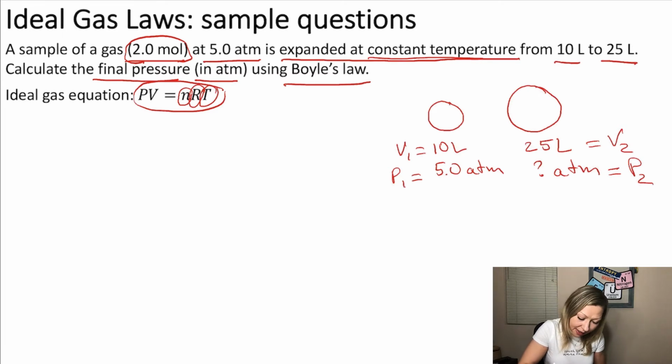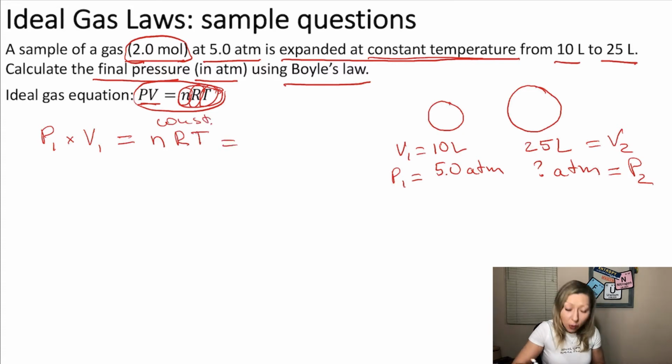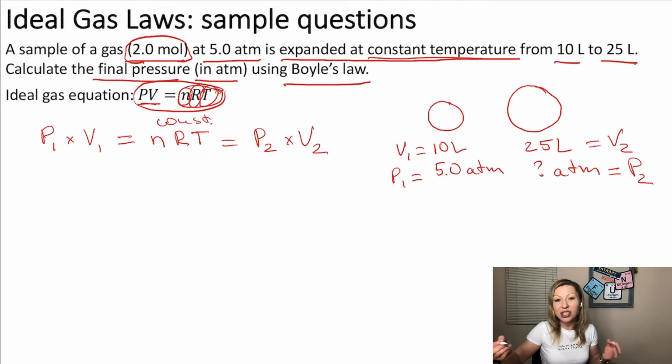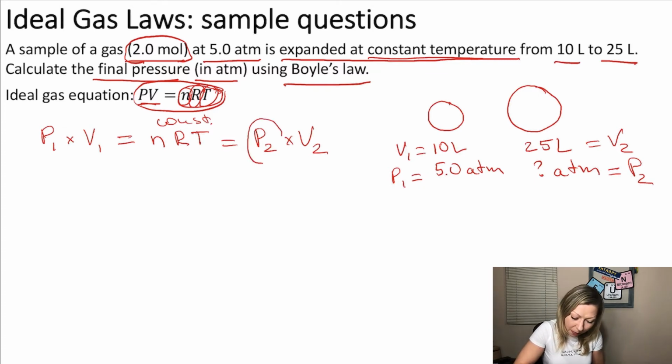Now, because nRT is a constant, I can rewrite this expression like so. P1 multiplied by V1, this part of the ideal gas law, equals nRT, which is a constant in this case, which should equal P2 times V2, because the number of moles, the R, and the temperature did not change during the expansion process. So now I simply just have to solve this expression for P2. P2 equals P1 times V1 divided by V2.